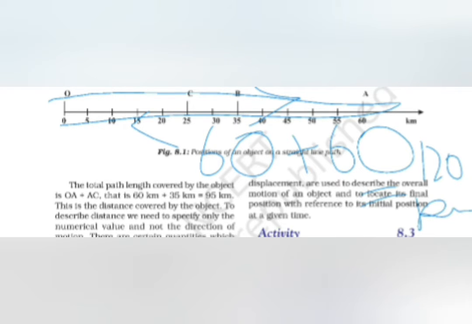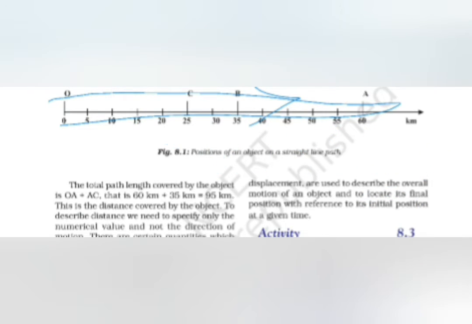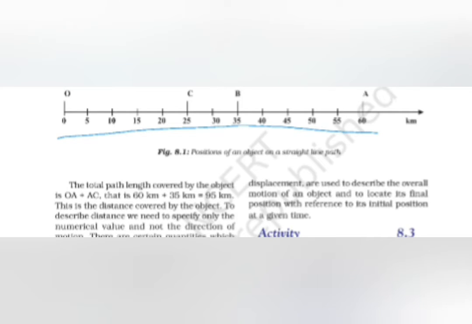120 kilometer of distance it has covered. But when we talk about displacement, how much displacement has it covered? I know you can now say how much displacement it has covered, because you are pretty much clear with this. From O back to A, displacement would be 0, because here the initial and final position are same. The positions are same, so here the displacement is 0.